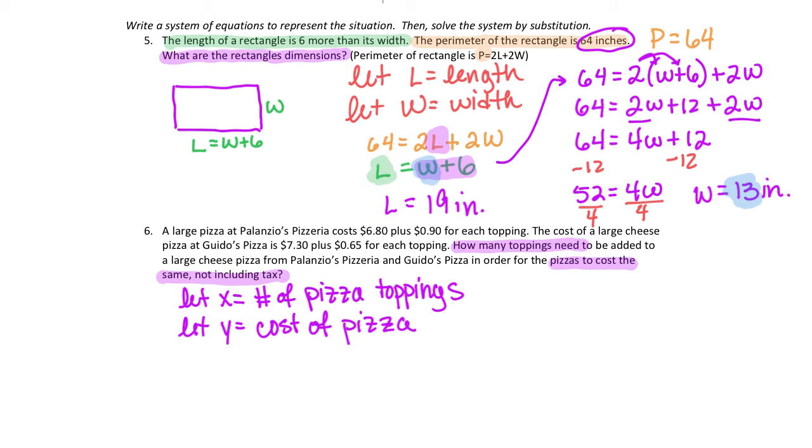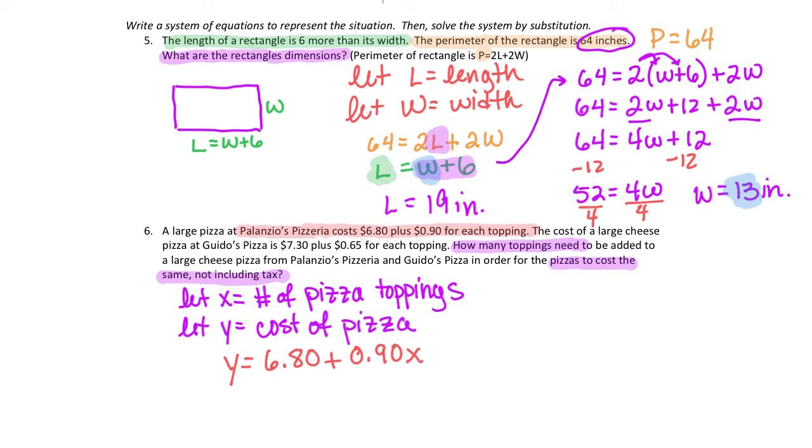If I go back to my word problem, we can see Palzoni's Pizzeria. It tells you right there in the words, the cost, which is our Y, is equal to $6.80. So 6.80, don't put the dollar sign in your equation, plus 90 cents for each topping. That's X, our topping.